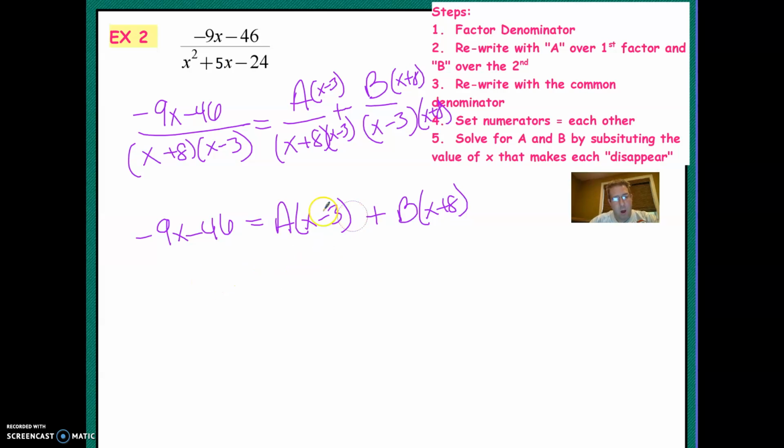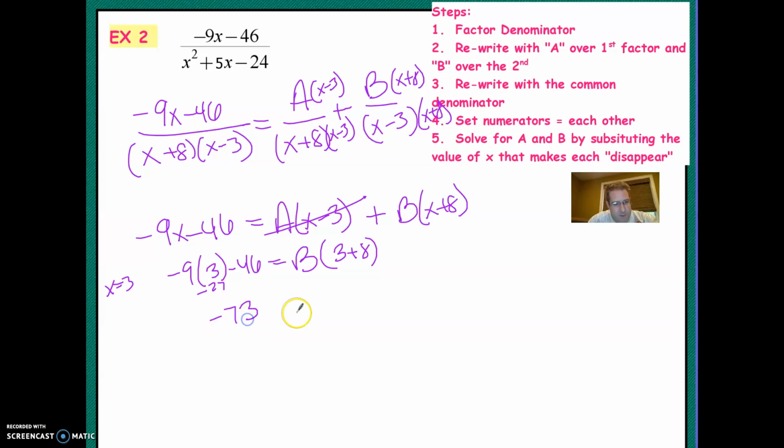So now I'm going to solve this equation by eliminating one of the variables. So I'm going to eliminate a by making x equal 3. So that's going to give me negative 9 times 3 minus 46 equals. Now this is going to cancel out, and I'm left with just b times 3 plus 8. All right, so negative 9 times 3 is negative 27. Negative 27 minus 46 more. And that's going to give me 73.